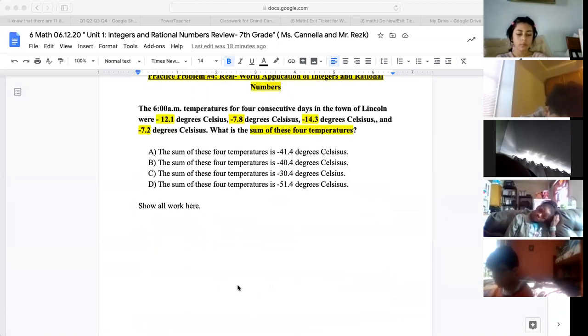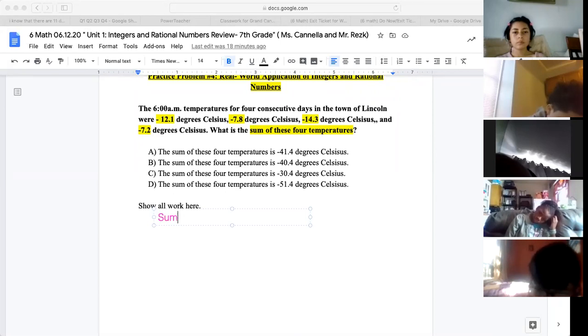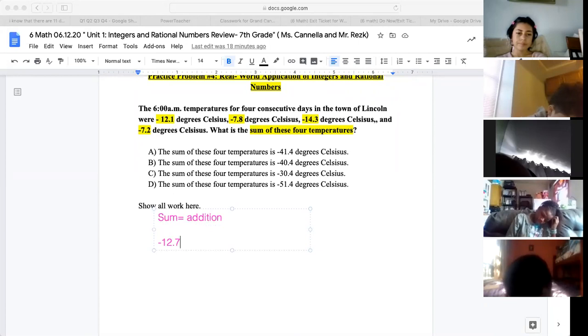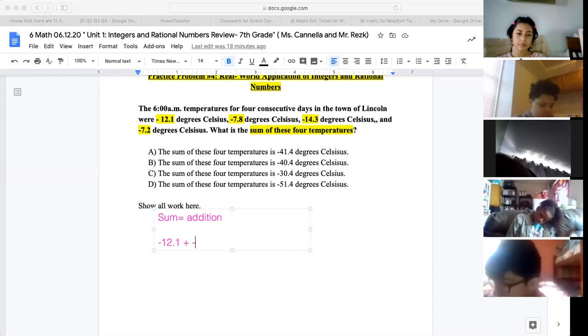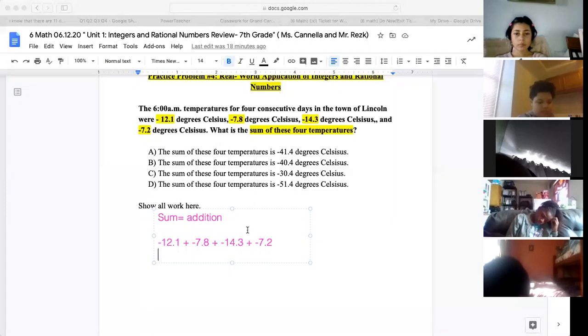So we have to ask ourselves, how do we find the sum? When we find the sum, we are actually adding. So we're going to take the text box, and we're going to write sum equals addition. So we're going to add negative 12.1, because that's the first one, plus negative 7.8, plus negative 14.3, plus negative 7.2. We're going to get an equal sign here, equals some number.